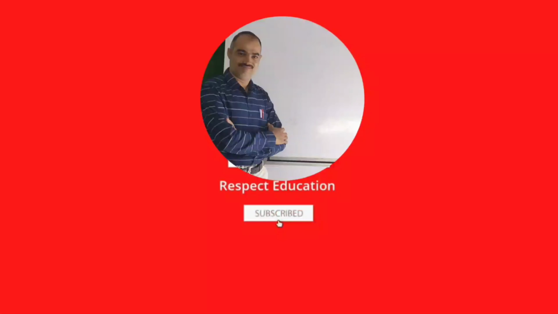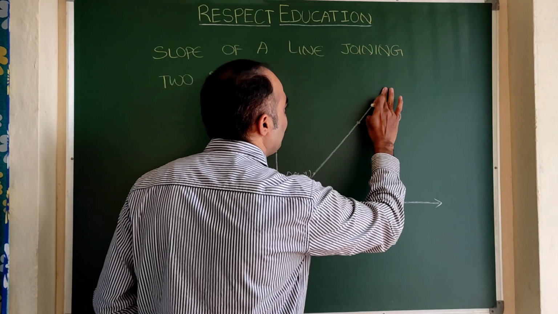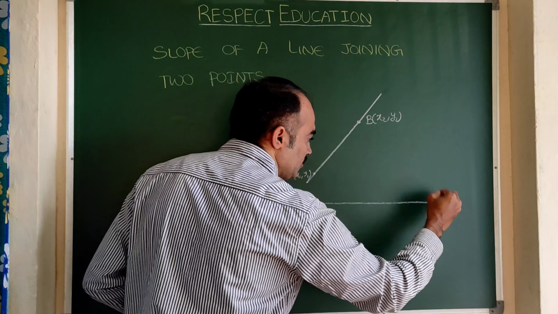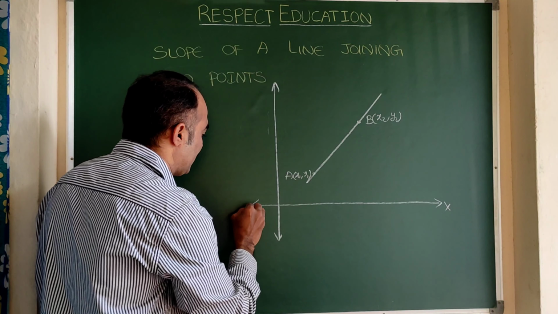Fine. Now here let us draw a line segment that is joining here. I am taking this point as A (x1, y1) and here this point as B (x2, y2). So this is the positive x-axis, this is the negative x-axis, this is the positive y-axis, this is the negative y-axis.